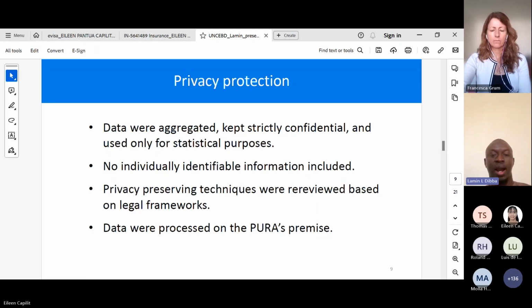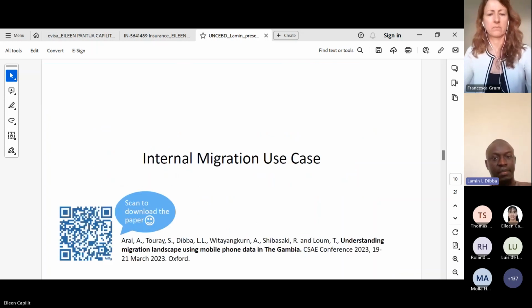So, like I said earlier, based on the privacy protection, we made sure the data is aggregated and strictly confidential. We also made sure it is purely used for statistical purposes and nothing else. There is no identifying data that we are able to use to identify any individual. And we paid attention to the legal frameworks that exist to protect people and make sure their privacy is preserved. And of course, as I said earlier, the data was accessed remotely from the regulator's premises. Next slide. So basically, the paper that has been produced from this analysis is titled Internal Migration Use Case, and the QR code here can be used to access this paper. Next slide.